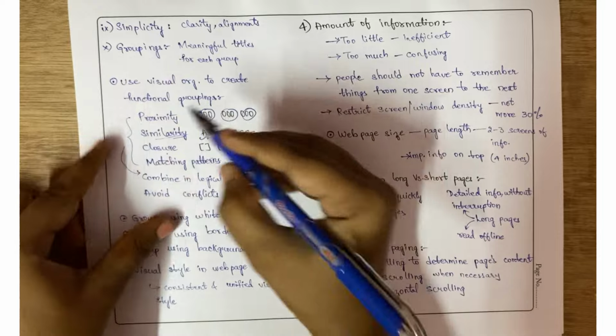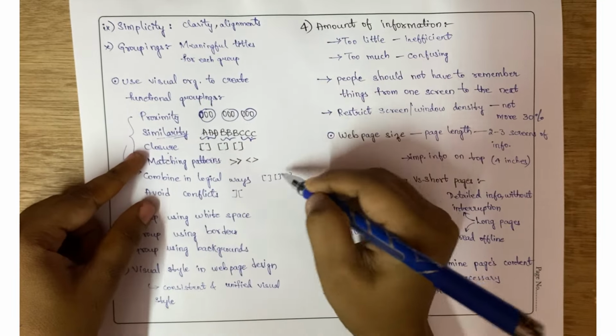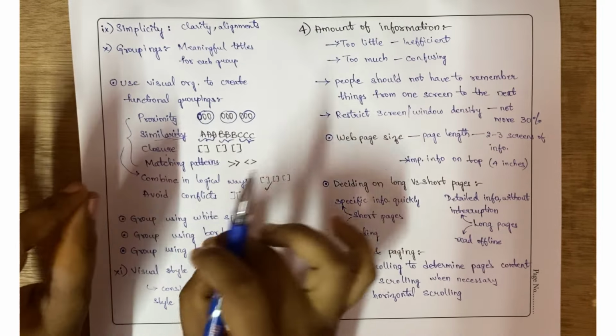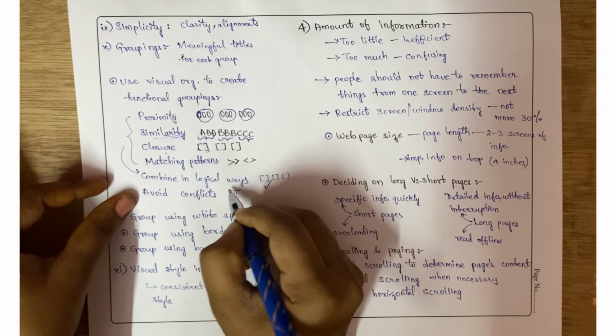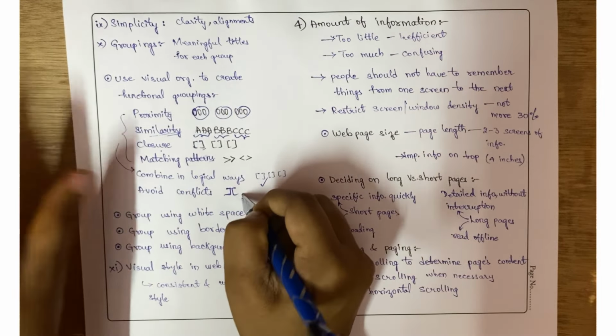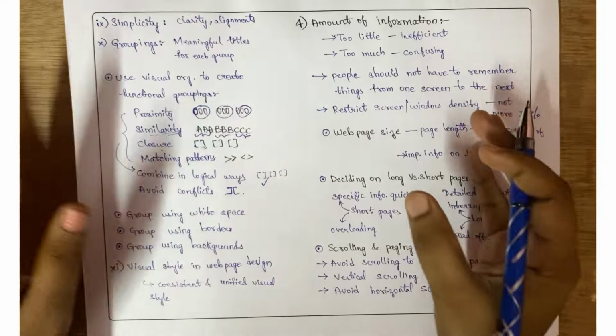That means we can club proximity and closure also. Here I have done that. But we need to avoid all the conflicts. That means open and close, right? But here close and open, this is a conflict, right? So these things must be avoided.